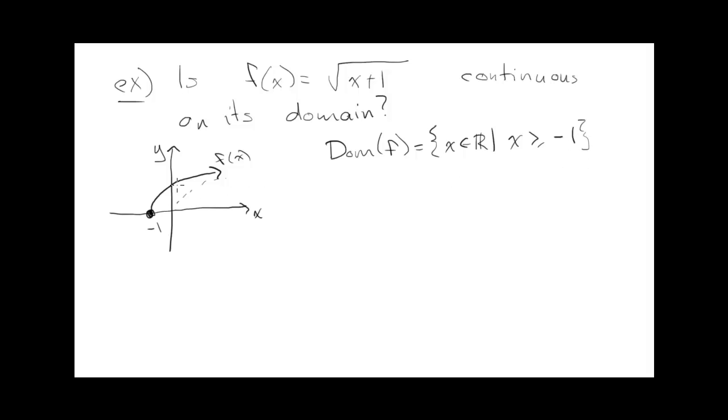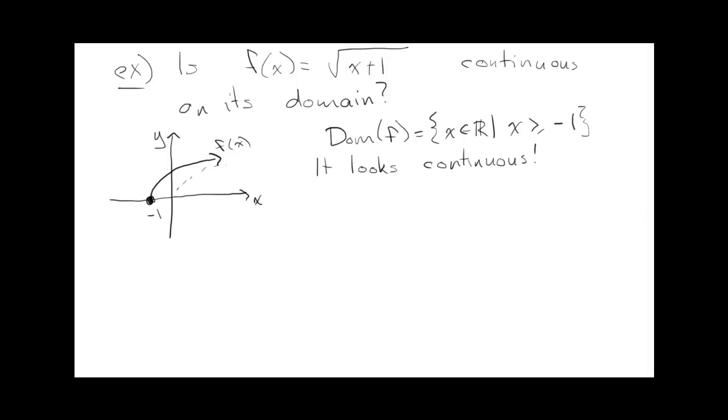Looking at this function, it looks like you want to say yes. It looks like it is continuous, right? There's no jumps, there's no holes, there's no breaks. If I put my pencil there and started, I don't have to lift up my pencil. There's no spot where I have to move. So it looks like you want to say yes, it is continuous. But here's the problem. Is it continuous at x equals -1? Let's go through our criteria.